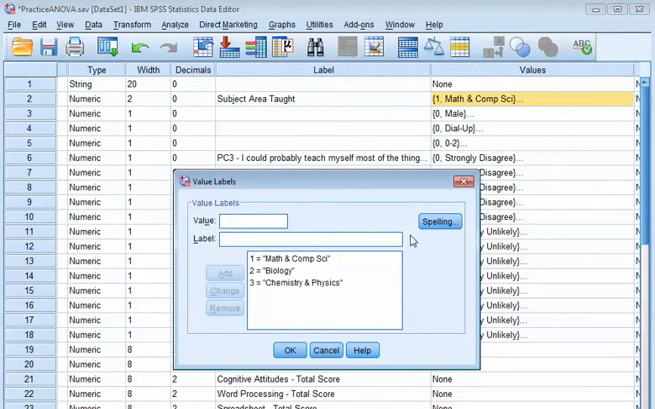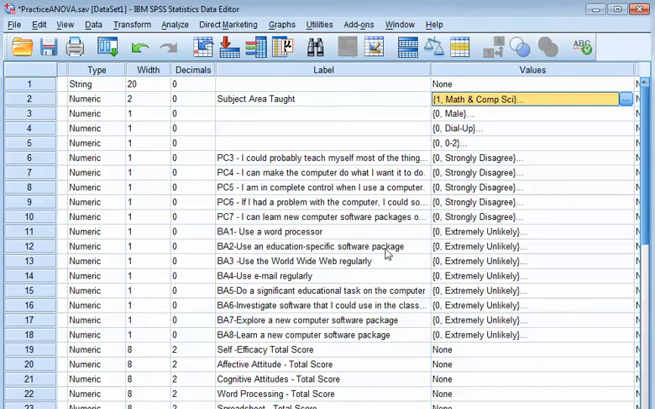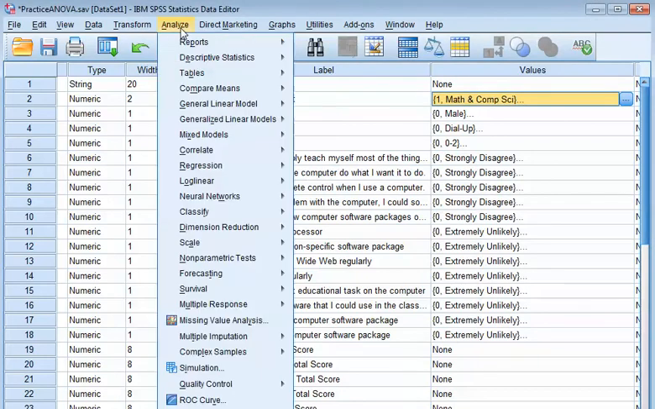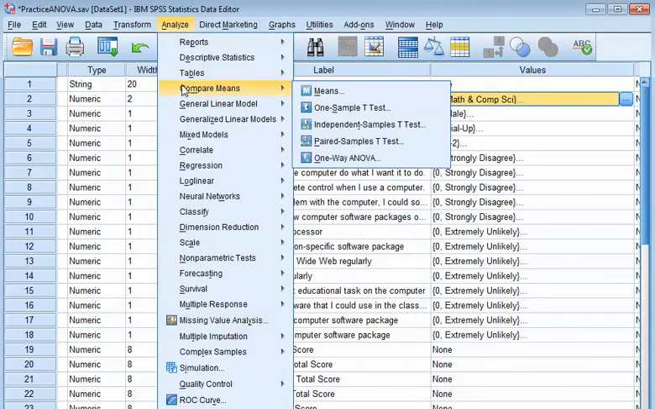Let me just take a quick look at the groups. Math and Computer Science is Group 1, Biology is Group 2, and teachers who teach chemistry and physics are in Group 3. We're going to compare those groups. So I click on Analyze. We're going to compare means. In this case, we select one-way ANOVA.